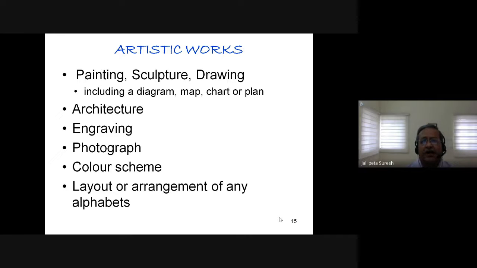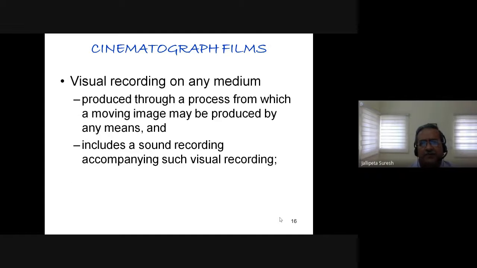Now, as far as artistic works are concerned, paintings, sculptures, drawings are all considered artistic works, including diagram, map, chart, or plan. All these works fall under the category of artistic works. Even architecture is also an artistic work. Likewise, we have engraving, photographs, color schemes, layout; all these things fall under the category of artistic works.